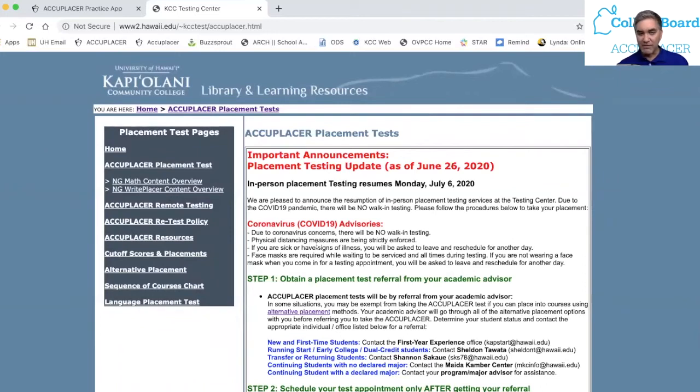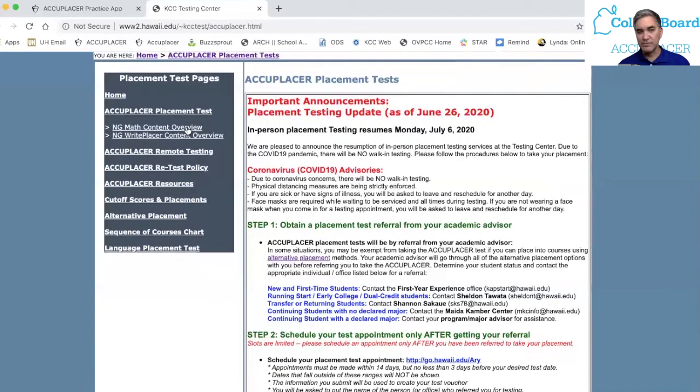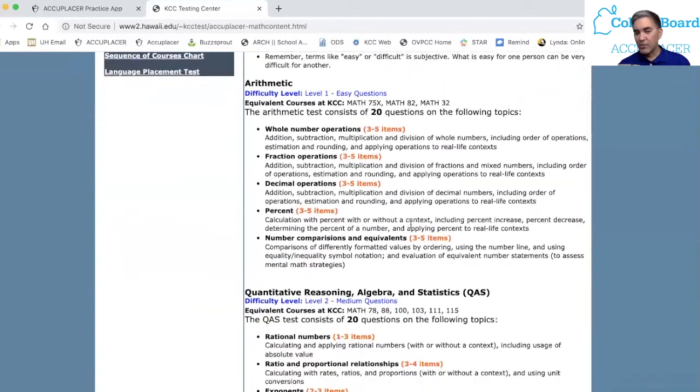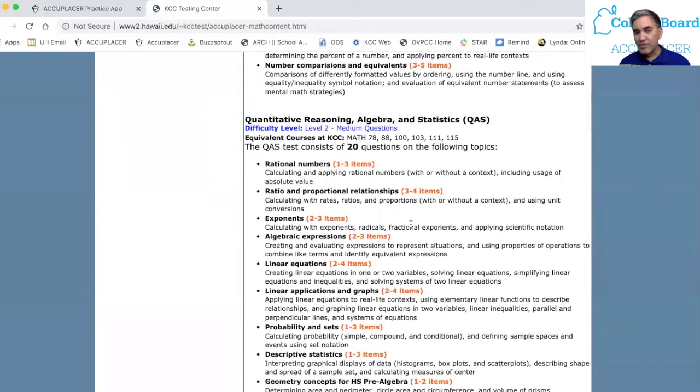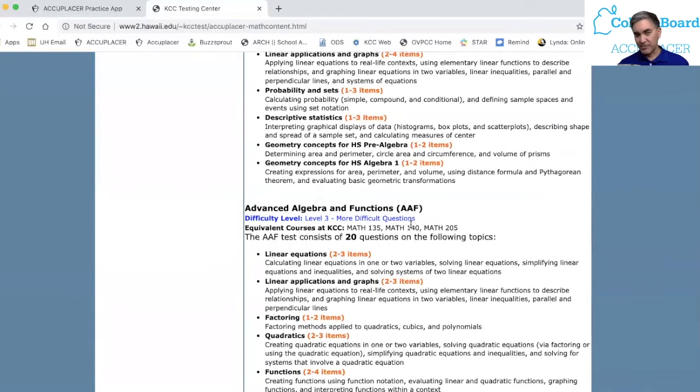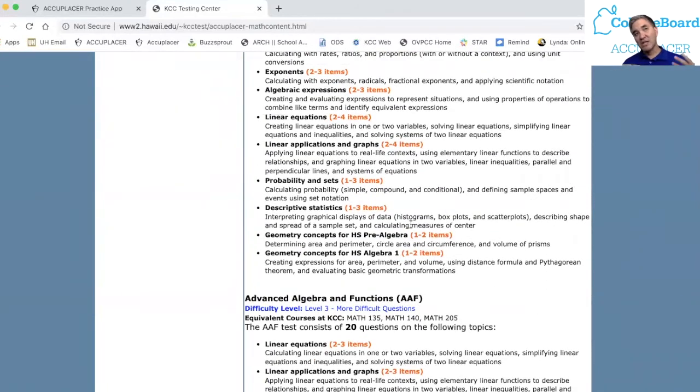And so for the math, if you look at the math content overview, it will show you some examples of what you can expect to see on the placement test. Now, with the placement test, you have two starting points. You can start off either at qualitative reasoning, algebra, and statistics, or you can start off at advanced algebra. What you want to do is think back to the last math class you successfully completed, and that'll determine where you would start. The way the test works, it'll show you 20 questions.